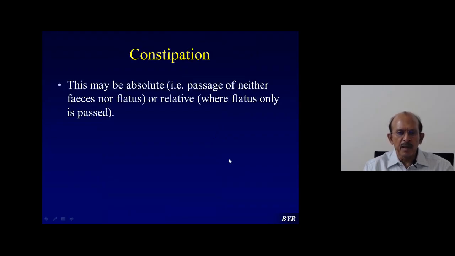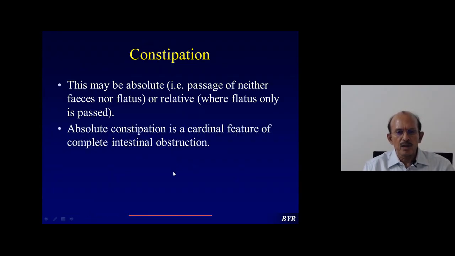Constipation may be absolute, where there is passage of neither feces nor flatus, or relative, that means where flatus only is passed. So if it is not completely occluded, then patients will be passing little amount of flatus. When there is total obstruction, then patients will not be able to pass the flatus also. So absolute constipation is a cardinal feature of complete intestinal obstruction.